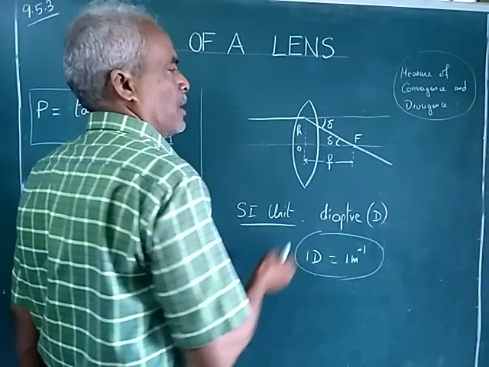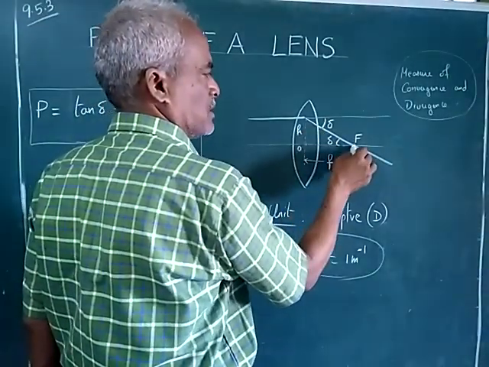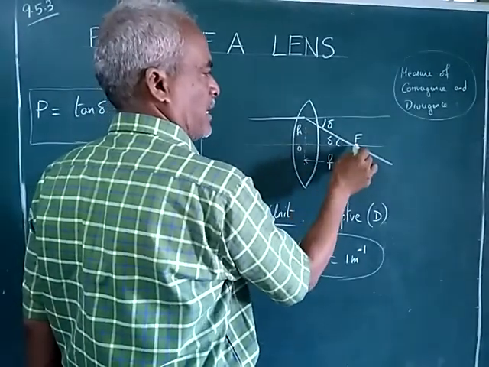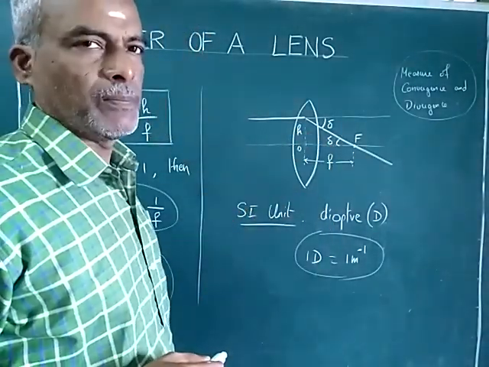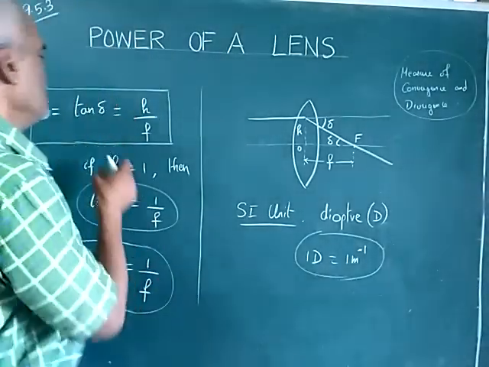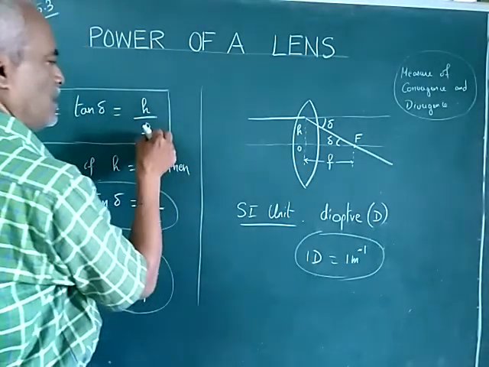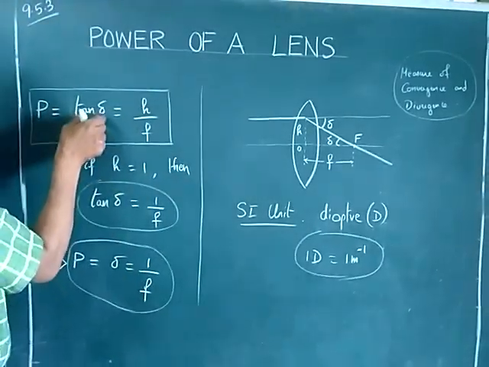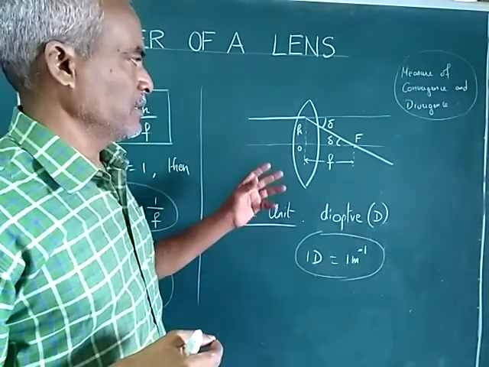Now if you consider this triangle, we have a right angle triangle at this point. In this case, if you apply tan del, tan del is equal to the opposite side by the adjacent side f, that is h by f. This tan del is nothing but the power of a lens.